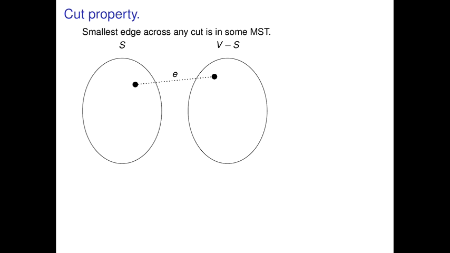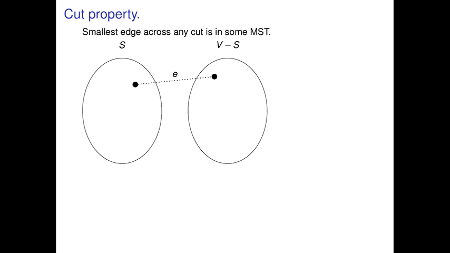And let's say you have a cut. Now, that's a partition of the vertices into two pieces. Okay? That's what we mean by a cut in this slide, or in this chapter. It's not a vertex cut. It's just a partition of the vertices into two pieces. All the vertices in S, and all the other vertices in V minus S.